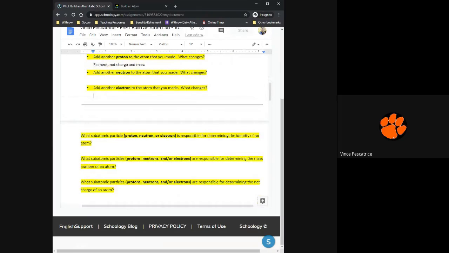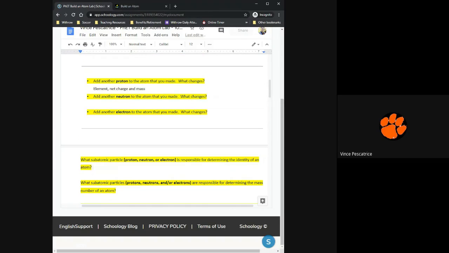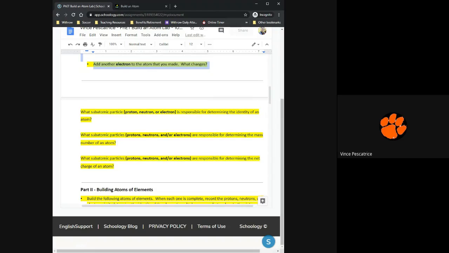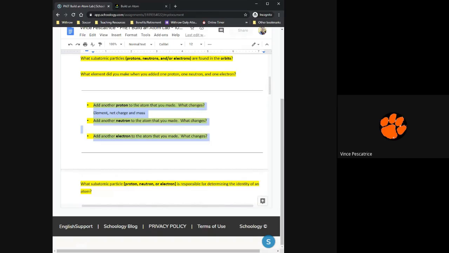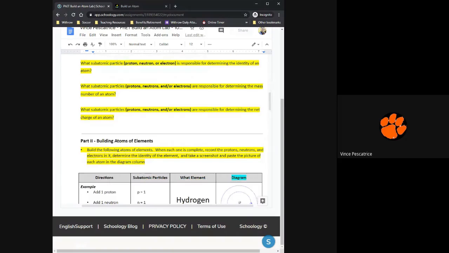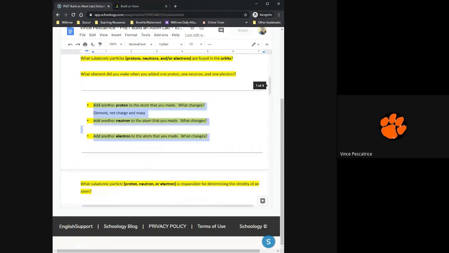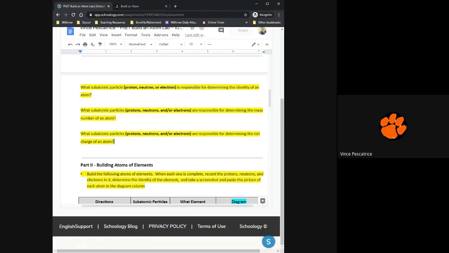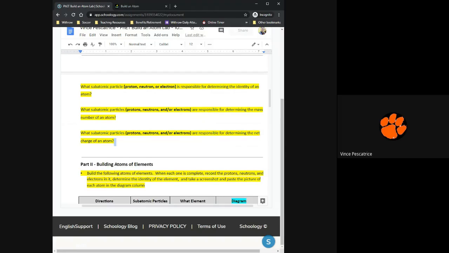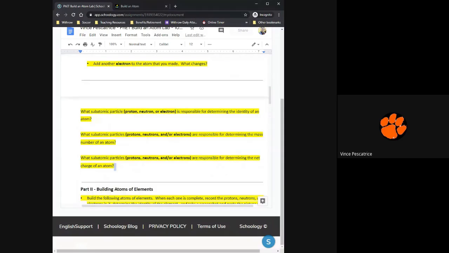Then you're going to use the answers you have for these three to answer these down here. So that would be what particle is responsible for determining the identity. When you went up here, look at what you listed in your observations. Which ones changed the element? That's your answer. So the next question, which ones are responsible for determining the mass? Which two of these three changed the mass? And then finally, which one changed the charge? Look up here for your observations. Which one of those talked about changing the charge? Okay, which one would you say changed the charge? And then you would list those down here. And then that's the end of part one.